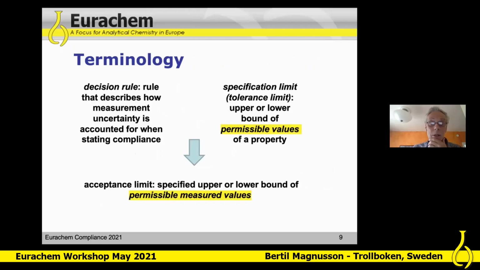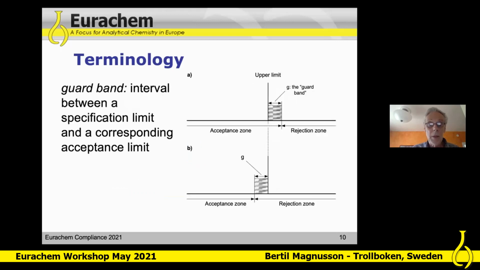Let's look at the terminology. We talk about a decision rule that describes how we should take into account the measurement uncertainty. And we, of course, have a specification. And from the decision rule and the specification, we can get the acceptance limits or the permissible measured values. That is, for the values we get, we can say yes or no directly. So there are several variations.